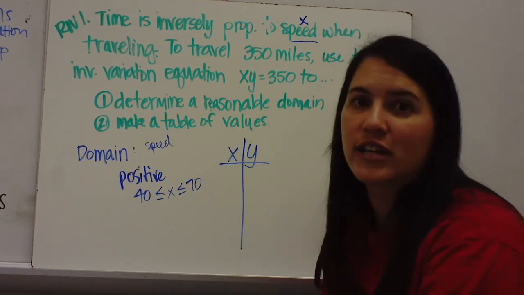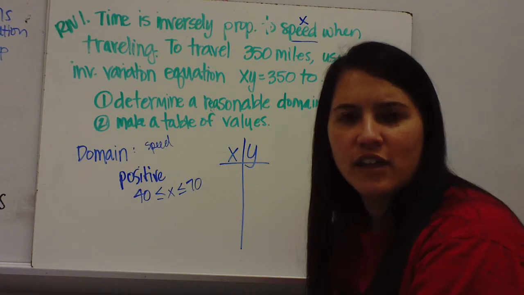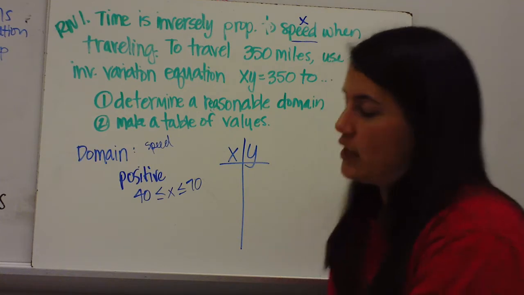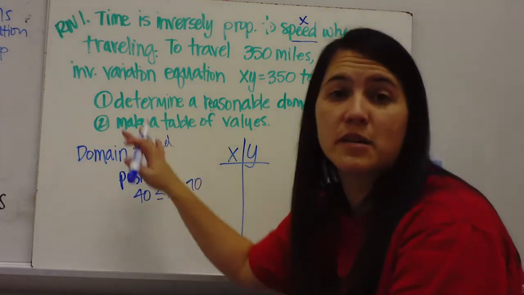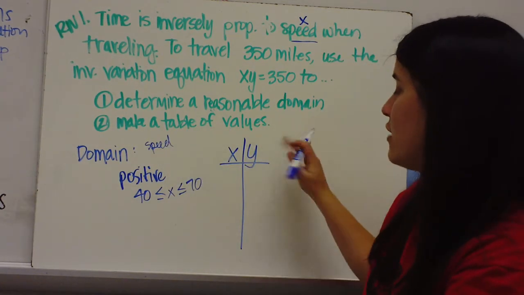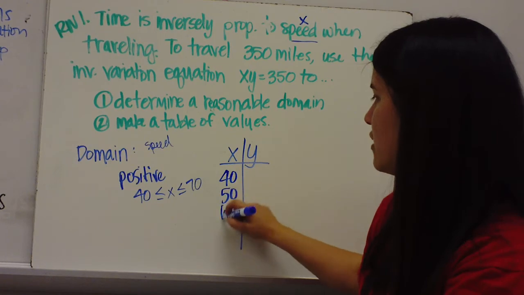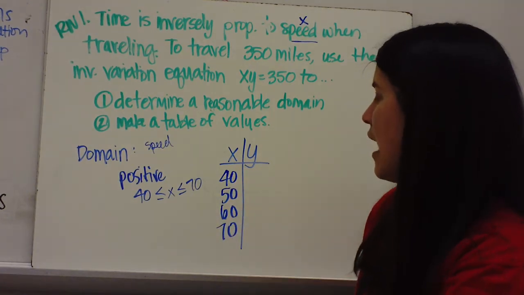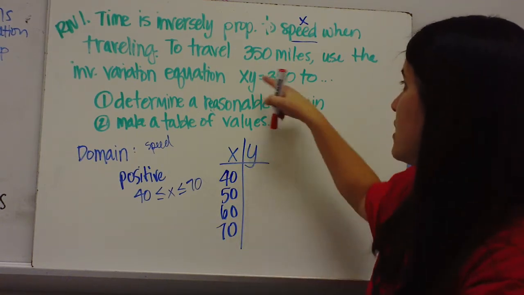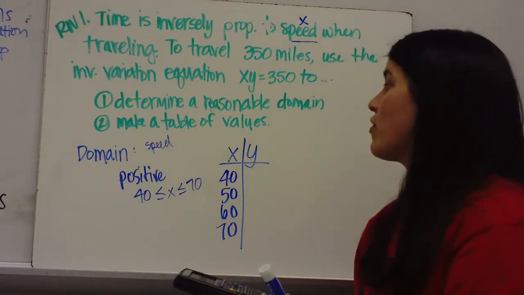Some people might say 30 to 60 might be a better range, but I just know when you're on the interstate, you'll see signs that say speed limit 70 and minimum 40. So this would be a reasonable domain for speed. And then it says we need to make a table of values for our function. So let's say we were going to do 40, 50, 60, and 70. Because I'm choosing to use these values, I have to plug them into the X, and then I'm going to solve for the Y value.